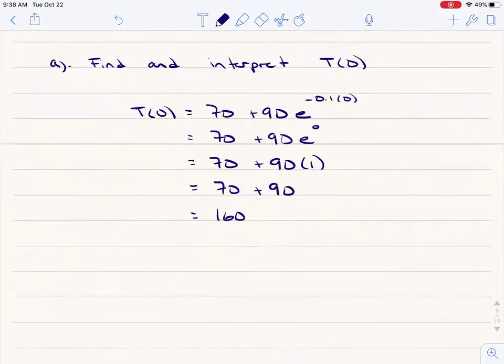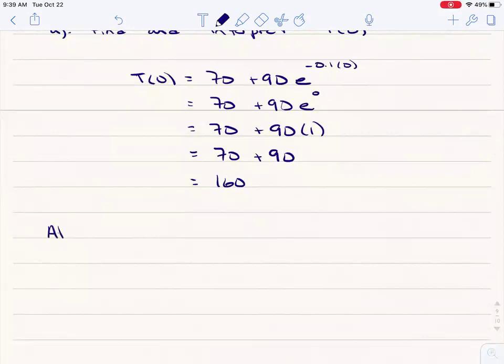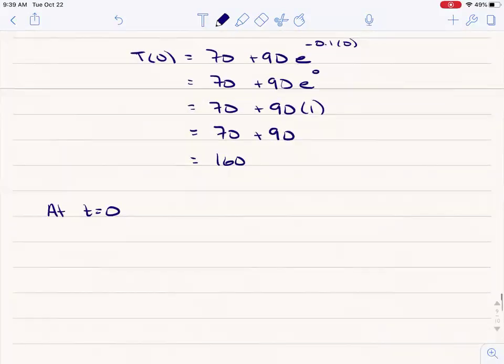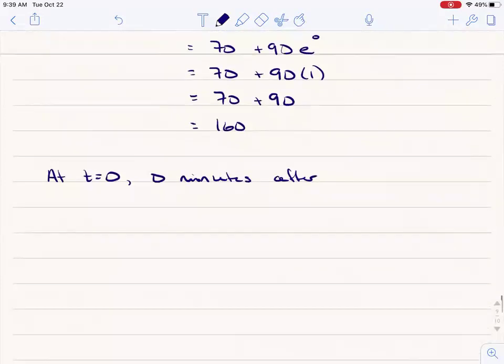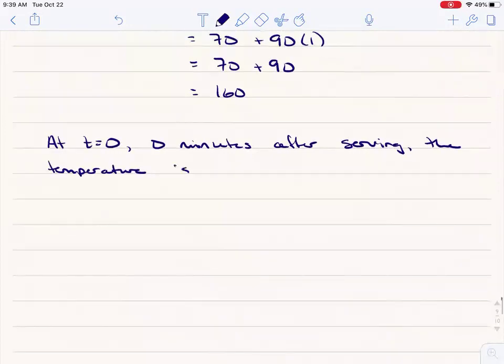So t was the number of minutes after this coffee's been served, right? And so to interpret T at 0, at t equals 0, which is 0 minutes after serving, the temperature is 160 degrees Fahrenheit, because the units were degrees Fahrenheit.